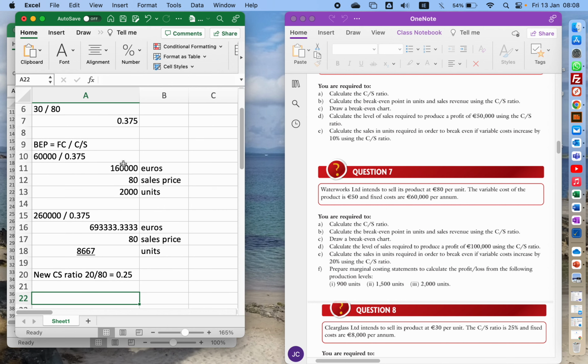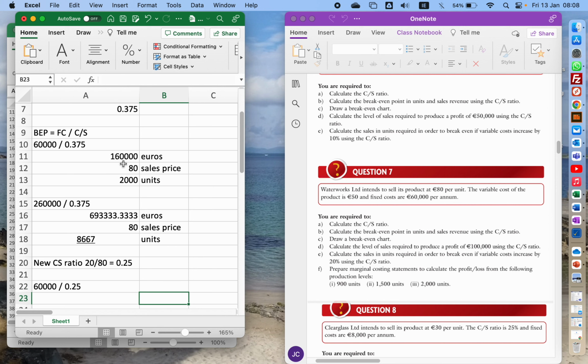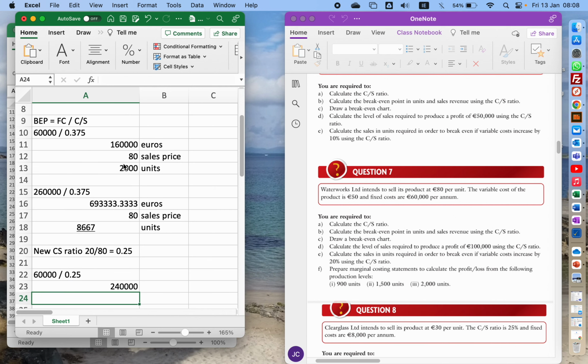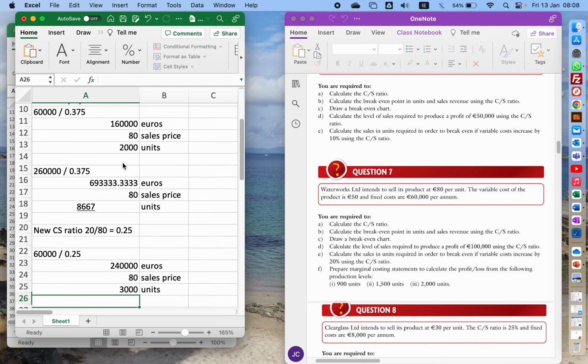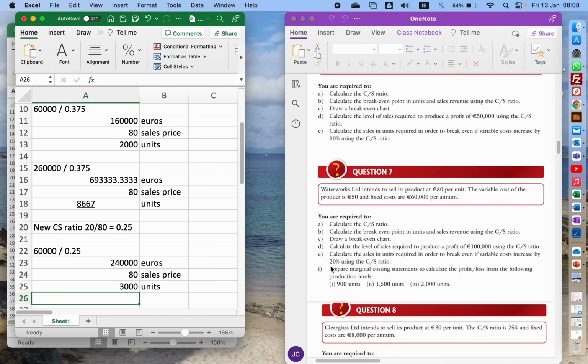So my break-even point then, it says nothing about changing fixed costs, so fixed cost is 60,000. We'll divide that by 0.25. So 240,000, that's euros. Divide that by sales price, and that will give me it in units. 80 is the sales price. So 3,000 units. So that's that one.